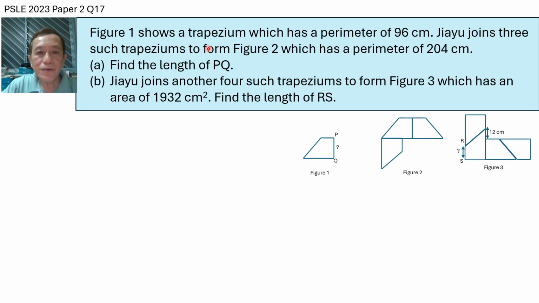Jia joins three such trapeziums to form figure 2, which has a perimeter of 204 cm. Three trapeziums combined to form figure 2. Find the length of PQ, or the height of the trapezium.